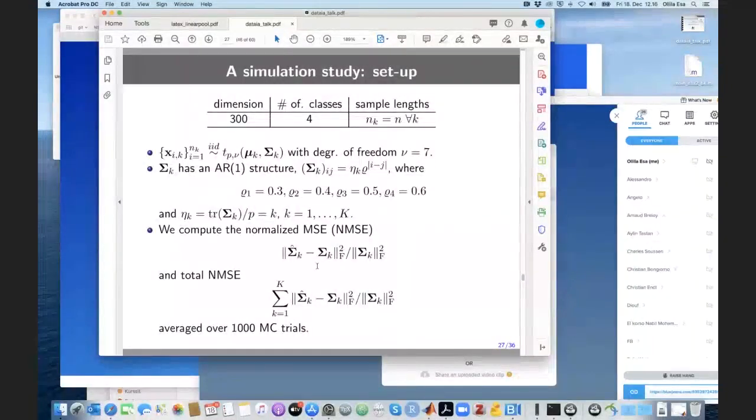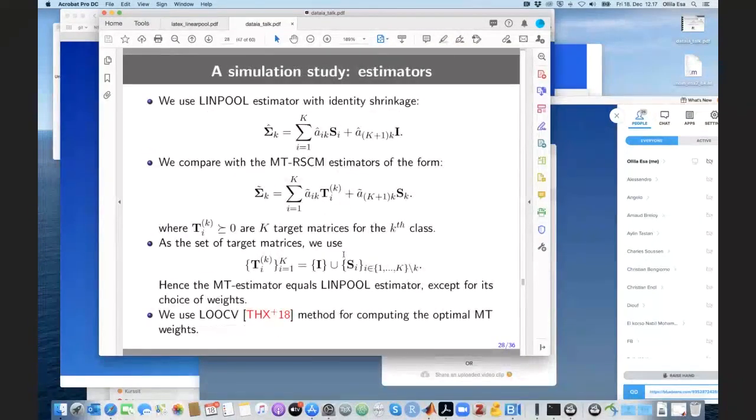Now we compute the normalized mean squared error. We do a simulation study: we generate 1,000 trials, and we compute our LINPOOL estimator for each class, and we compute how different it is from the true covariance matrix in the metric used, the Frobenius squared norm. The results are shown soon.